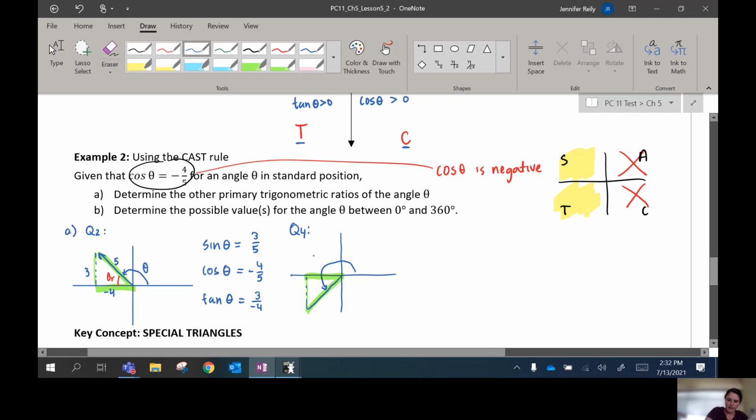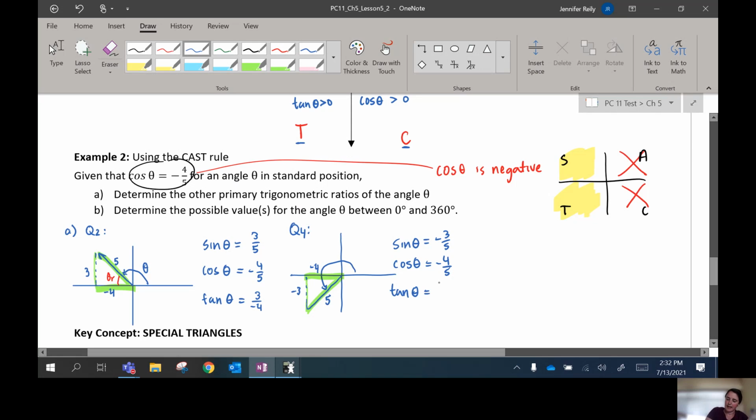Okay, this is -4. This time, the y value is negative because we're in the negative part of the y-axis, and the radius is 5. So I'm going to have the exact same ratios, except my signs are going to change. Sine this time is -3/5. Cos is still -4/5. That's given in the question.